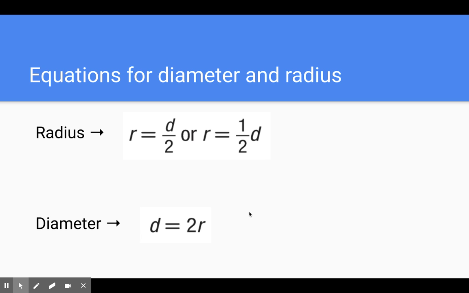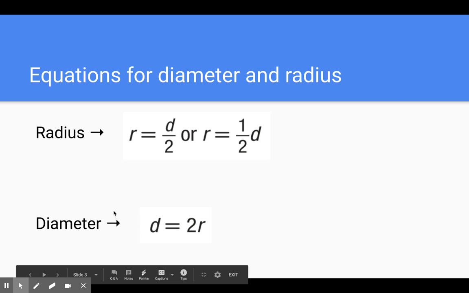Okay, so the equations for diameter, right? If you are looking for a radius, the radius is equal to the diameter divided by 2, or the radius is equal to 1/2 times the diameter. Those are the same thing. And the diameter is equal to 2 times the radius.